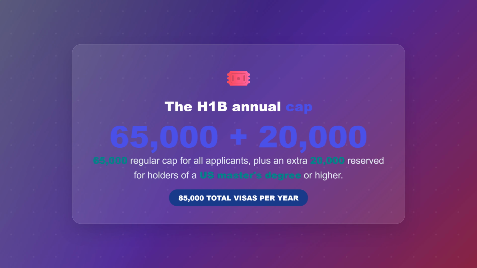Here are the exact H-1B cap numbers you should know. There are 65,000 regular visas available each year for all applicants. On top of that, there are 20,000 extra visas reserved only for people who hold a U.S. master's degree or higher. So in total, about 85,000 new H-1B visas are issued each year. The master's cap gives advanced degree holders a second chance in the lottery.